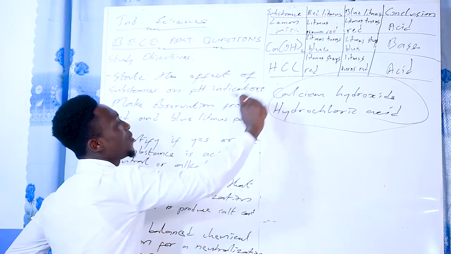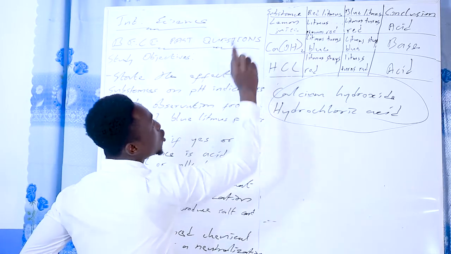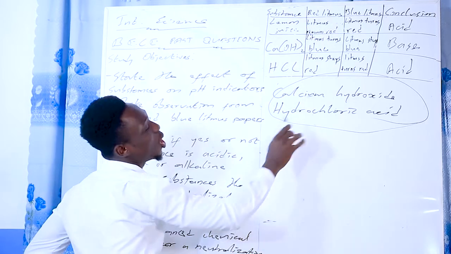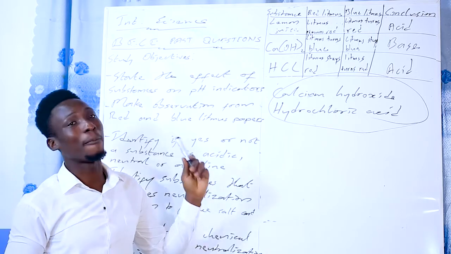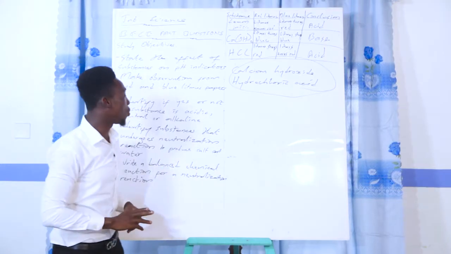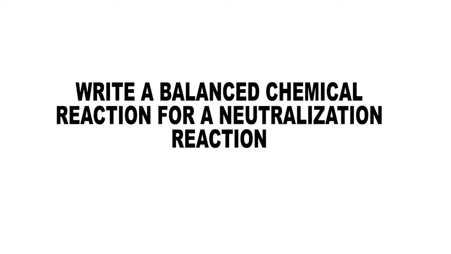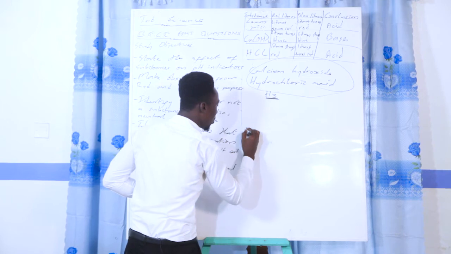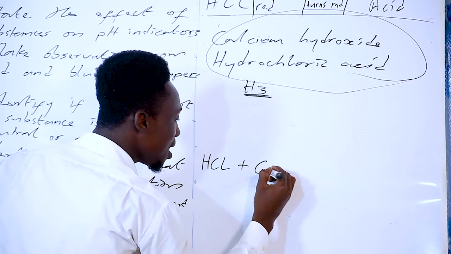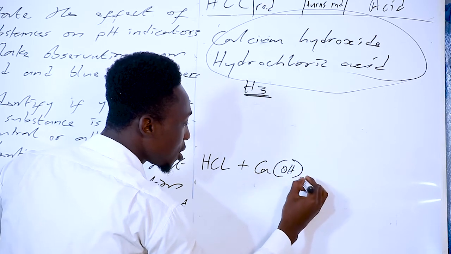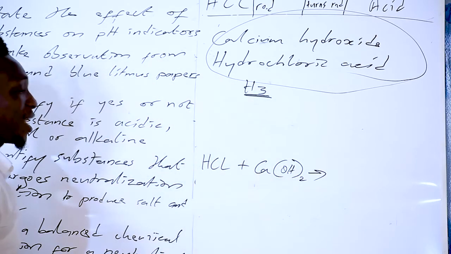So do not choose lemon juice as your acid instead of hydrochloric acid, and the reason is that lemon juice is not a pure acid, so we don't use that for our reaction. Then we are to write a balanced chemical equation for this reaction. So hydrochloric acid as HCl plus calcium hydroxide as CaOH2. Okay, so that is what we have now.